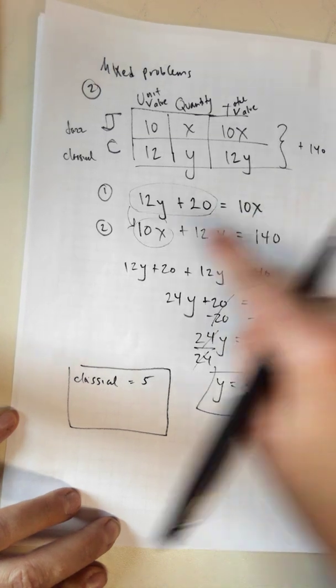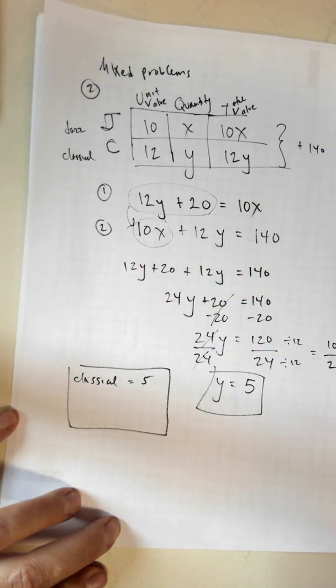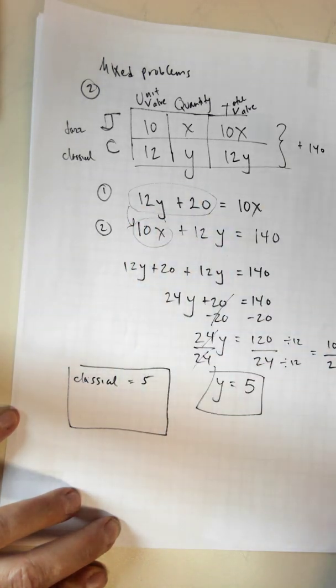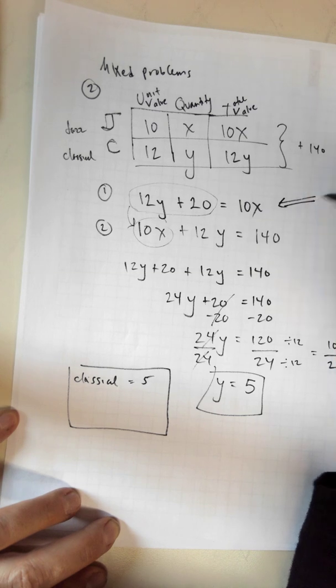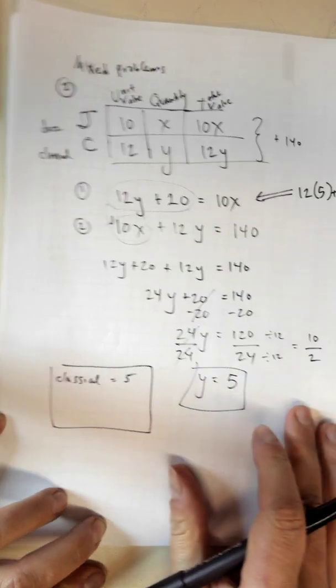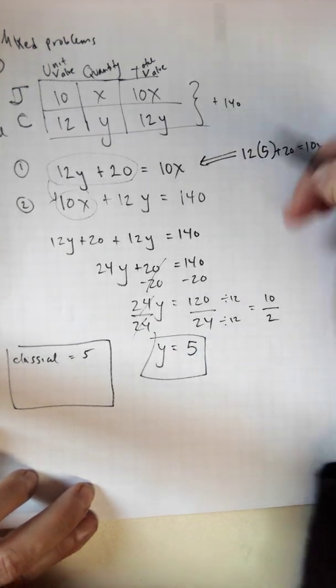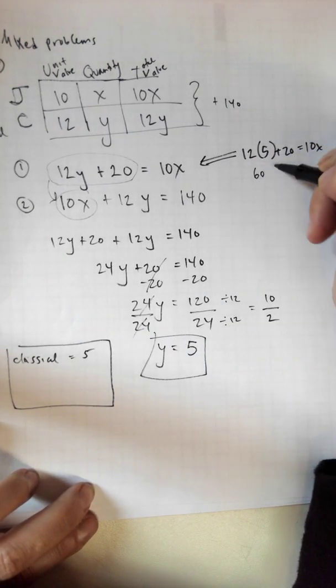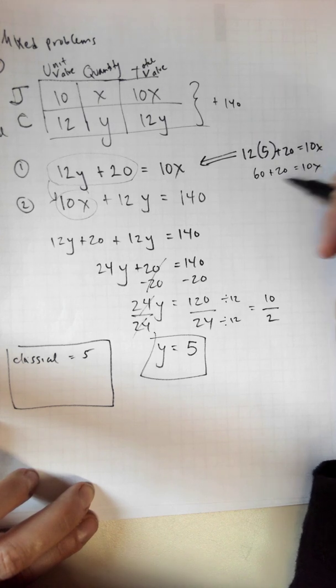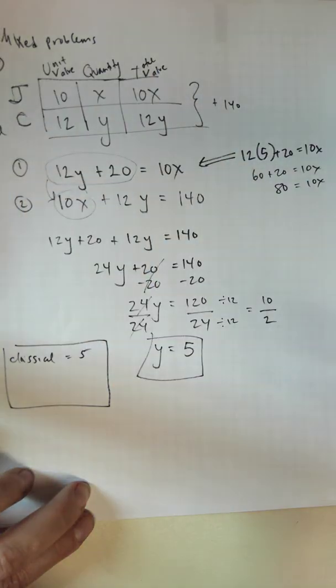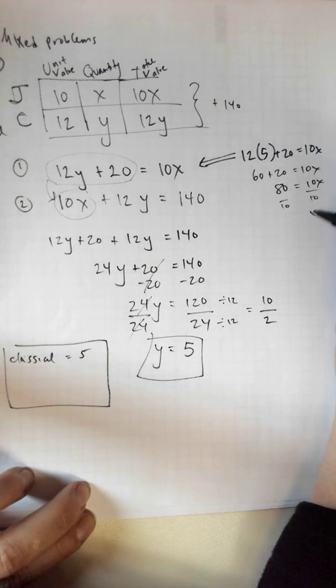Let's plug it back into either equation 1 or 2. Let's do this one. Okay, so we take the y and we plug it in. I'm going to use this equation: 12 times y plus 20 equals 10x. So what's 12 times 5? 60. 60 plus 20 equals 10x. Well, 60 plus 20 is 80. 80 is equal to 10x. And you divide both sides by 10, and you get x equals 8.